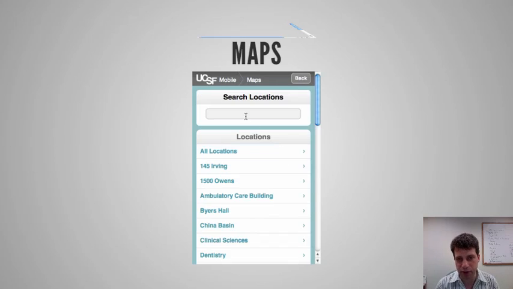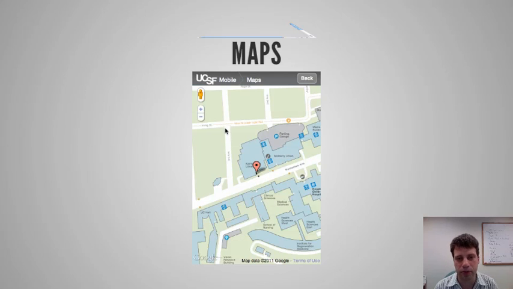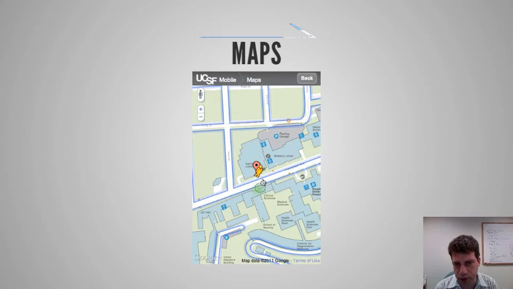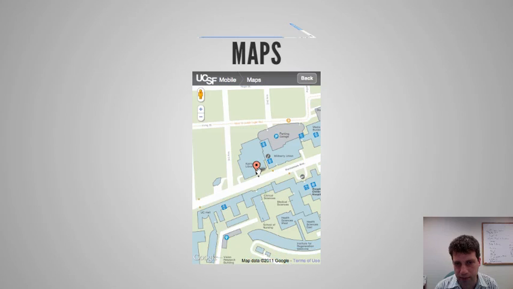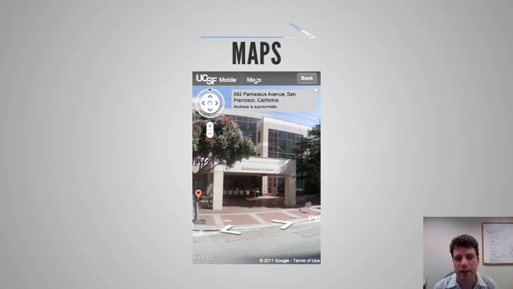So, some interesting features, though. If you're looking for the library, oh, there's the Kalmanovitz Library. Oh, that's great. I wonder what it looks like from the street. Maybe I'll just drag this guy down and plop him on Parnassus and see what happens. There's the Kalmanovitz Library. Fabulous.